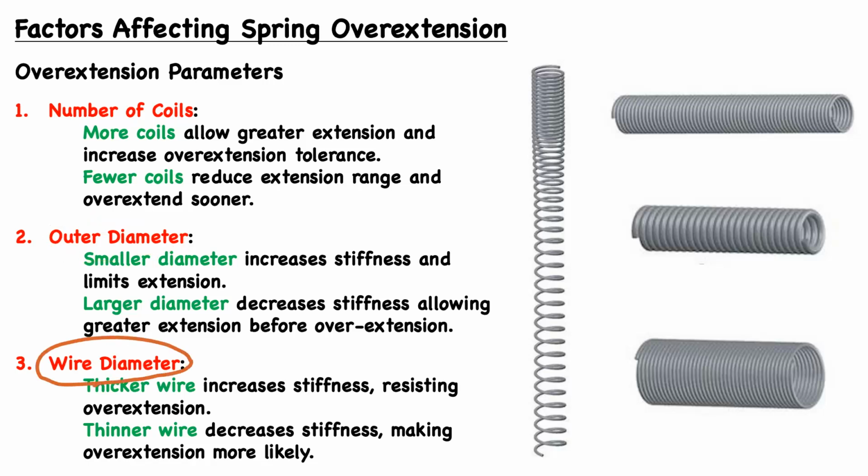So again, let's go through these one at a time. First of all, in terms of the number of coils, we can take an example here on the right. So this top spring, at least relative to the other springs, has more coils.